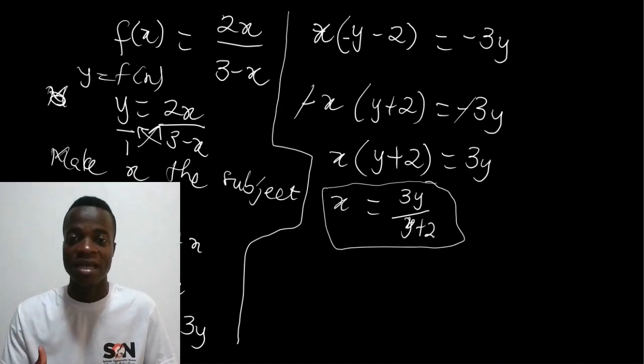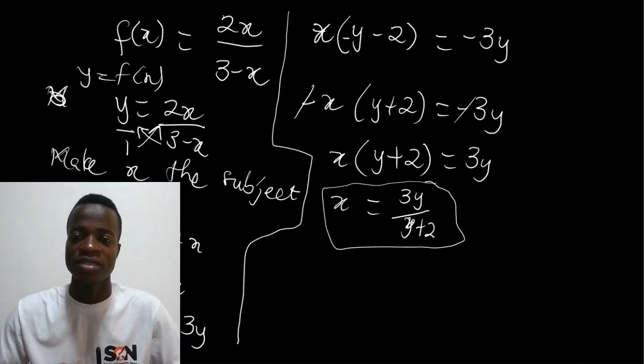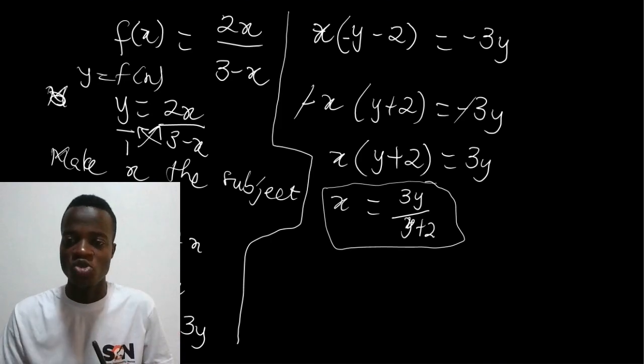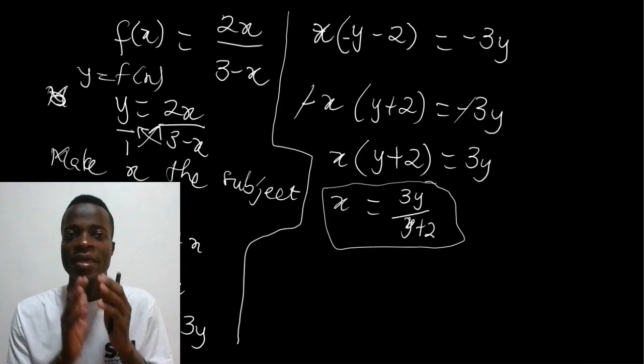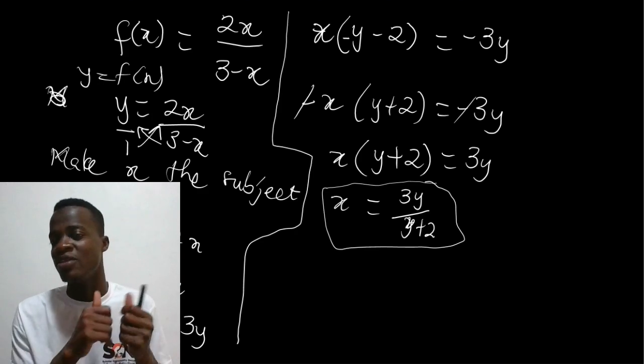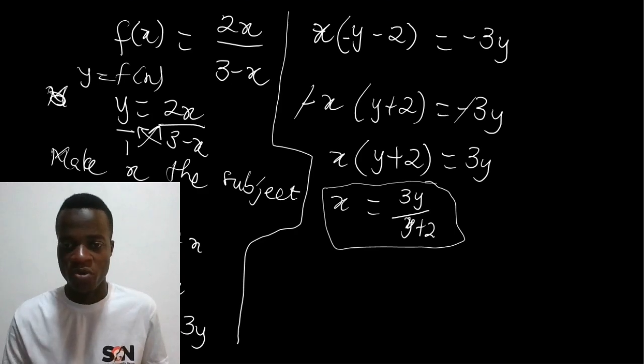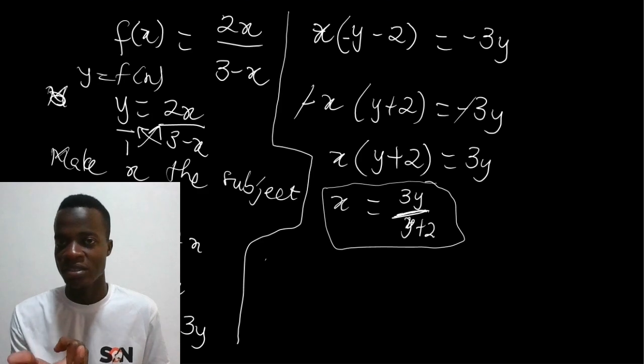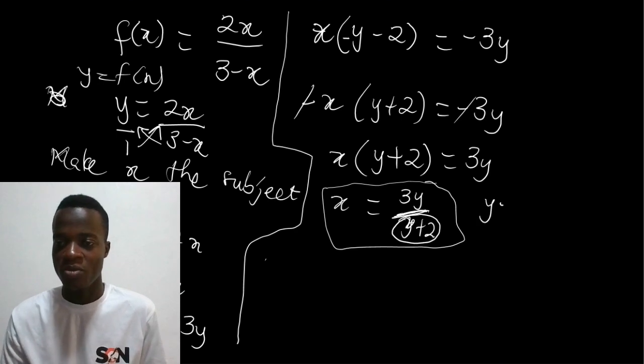Now after you make x the subject, because you want to find a range, right? You now have to treat your y as your independent variable, as if you are finding the domain of a function. So what do we do? Here it's a rational function. For a rational function, what do we say? The denominator is having an input variable. So we say the denominator is not equal to 0.